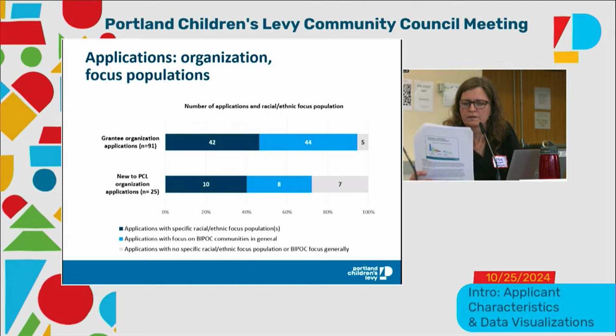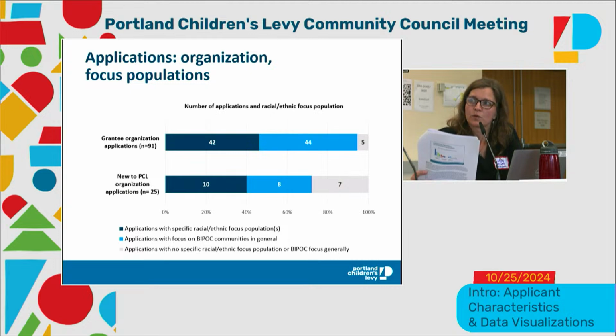Keeping in mind that one of the levy's goals is to eliminate racial and ethnic disparities in children's outcomes, you will note that on the previous slide, most applications proposed to serve Black, Indigenous, and children of color. So we were curious to see if there were any differences between applications from the 2 different types of organizations that applied. Organizations that had levy funds when they applied, we are calling those grantee organizations.